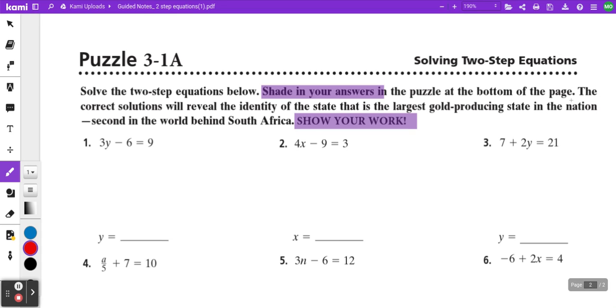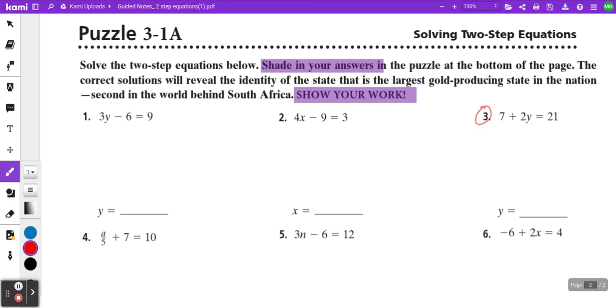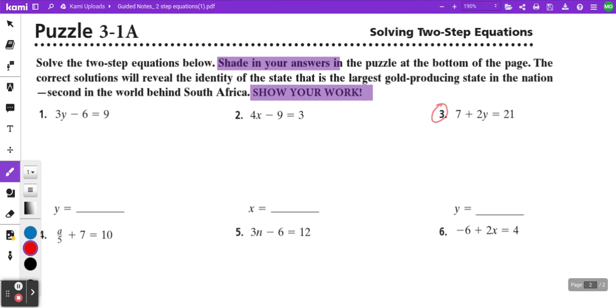All right, I'm going to do number 3 with you because this one's set up a little bit different. If you notice, my variable is not in the first term. My 7 is. My 7 is my constant. And so then what you do is think, well, what is this? Is this a positive 7 or is this a negative 7? Well, it's a positive. And what's the opposite of a positive? A negative 7. So we're going to subtract 7 first on both sides. And then I bring down my 2y, because that's what's left on the left side, because those cancel. And then 21 minus 7 is 14.